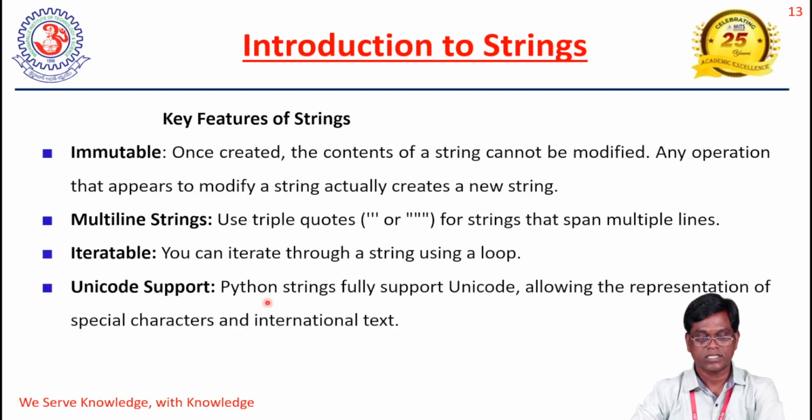The last feature is Unicode support. Whatever string we create is represented in Unicode representation. Because of this Unicode character representation, it is possible to represent any special characters or characters from any language. So I can represent any kind of language, like local languages, in a Python program. These are the key important features related to strings.